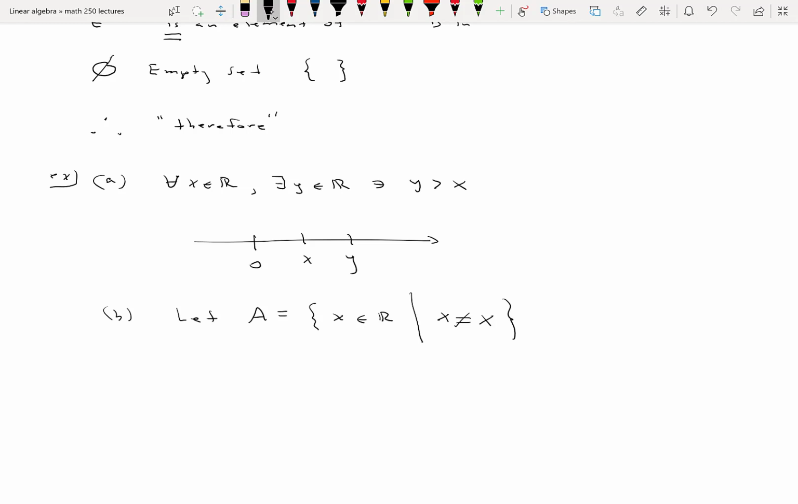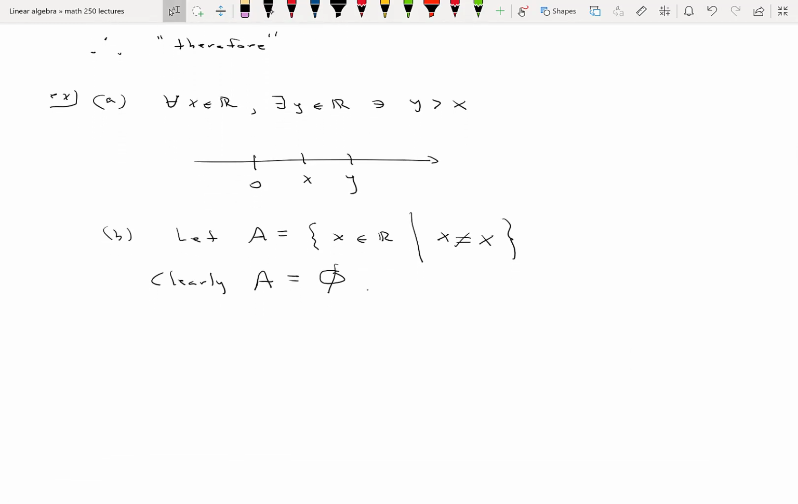What can you say about this set? Clearly, A is empty. Clearly, A is the empty set. There's nothing in it. There's no number that's less than itself. I'm sorry, there's no number that is not equal to itself. Okay, so C, I don't know why I said less than. 3 is less than 4. Therefore, 4 is greater than 3. Okay, so another example.